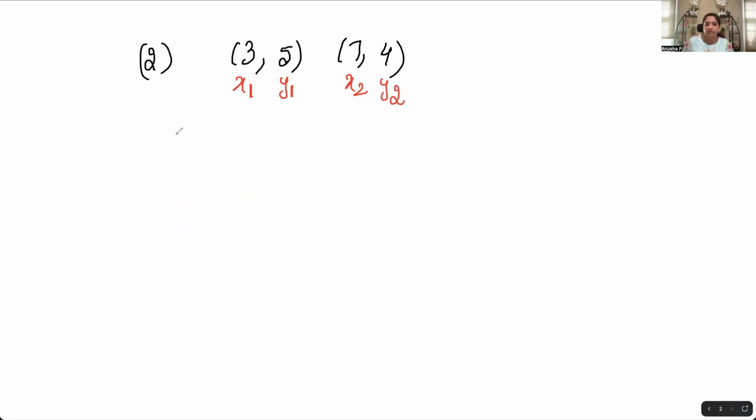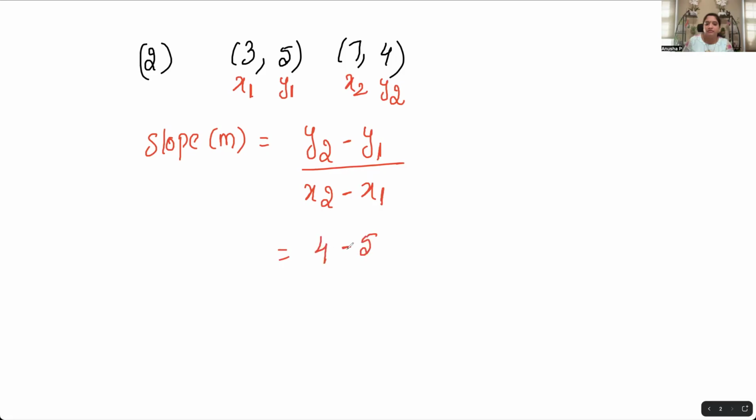Coming to the second example, 3 comma 5 and 7 comma 4. Before finding the slope, first we have to label them. First point we will label as x1 y1. Second point we will label as x2 comma y2. Now the formula for slope, which is represented by m, is given by y2 minus y1 over x2 minus x1.